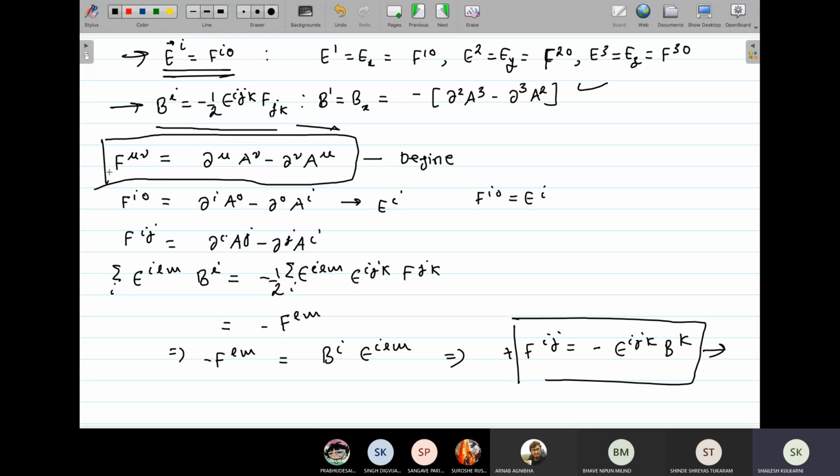If I want to write this in terms of a matrix, how should I write?